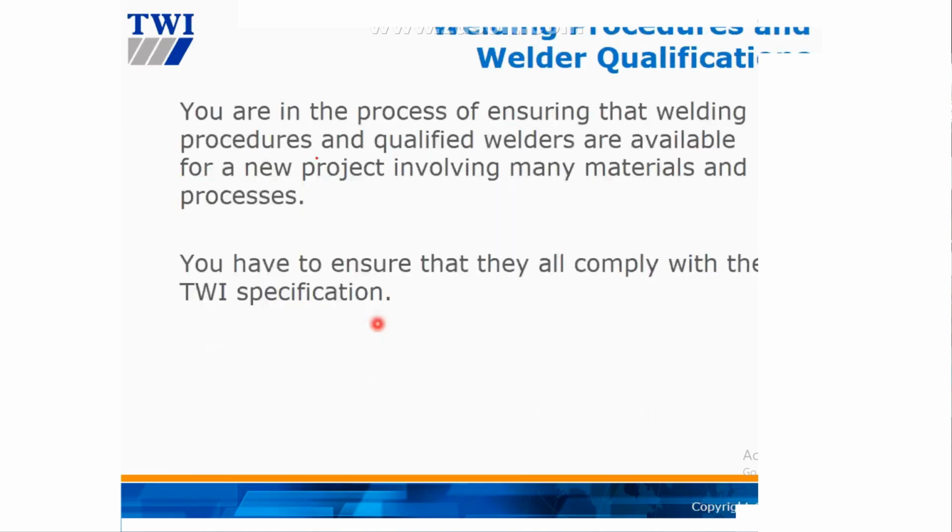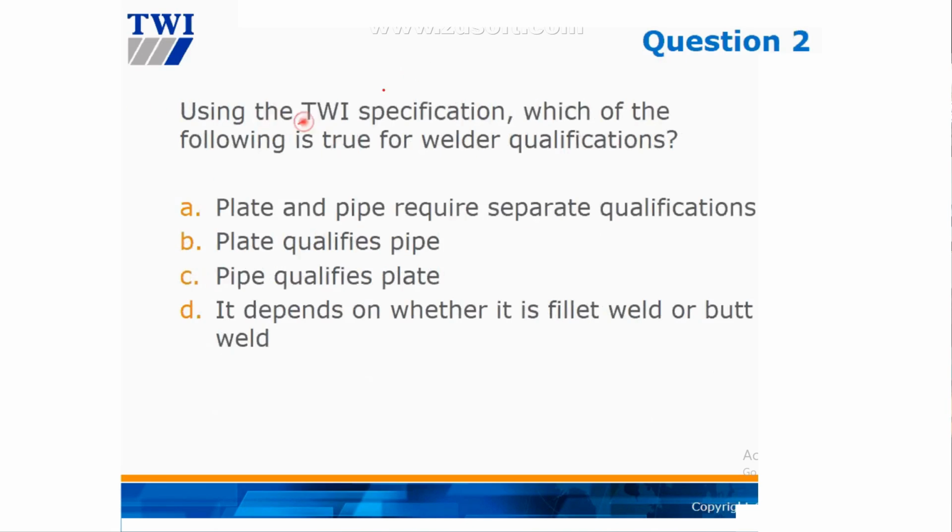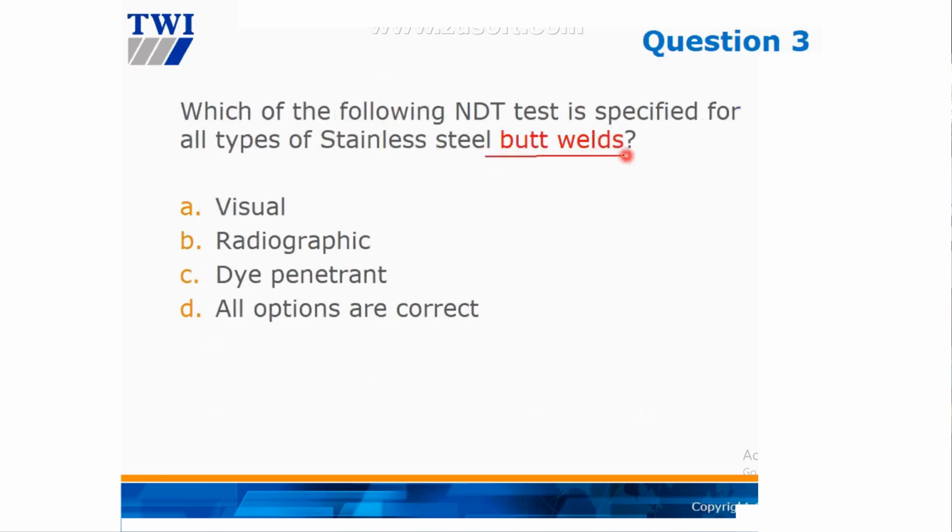All right, you are in the process of ensuring the welding procedure and qualified welder are available for a new project. You have to ensure they all comply with the GWI spec. All right, question 1, refer to the spec. Question 2, again, very clear here. Spec. Question 3, write down this, but where? If not, then it is difficult to get the best answer. Okay? Write down in the questions, write down this, but where?